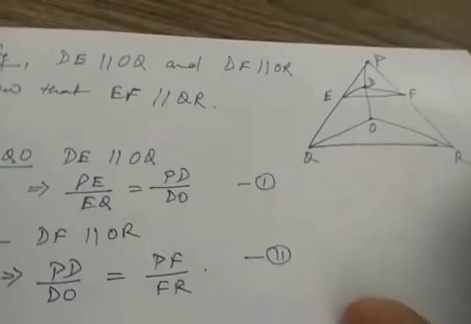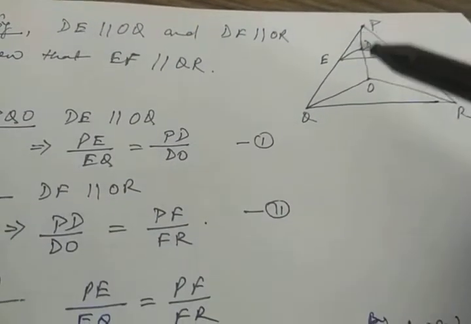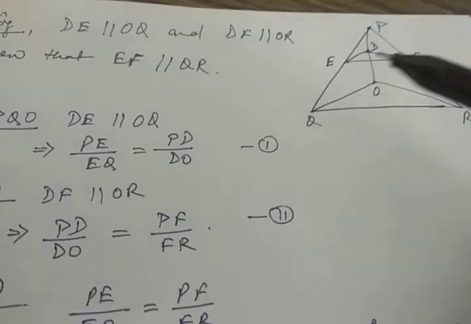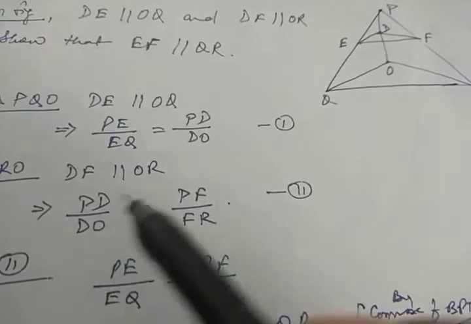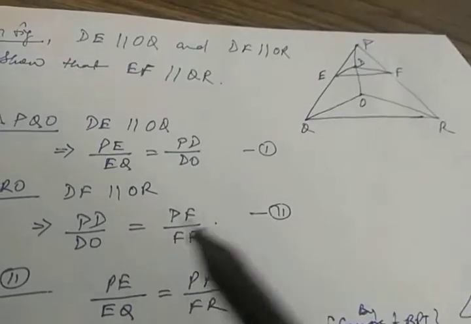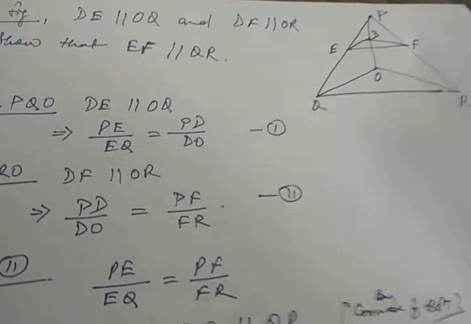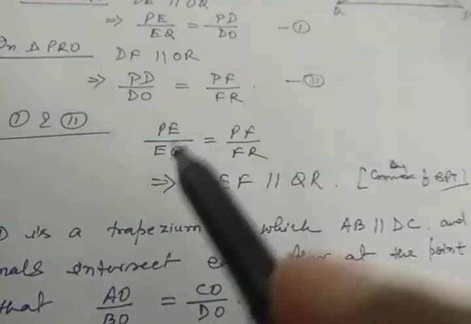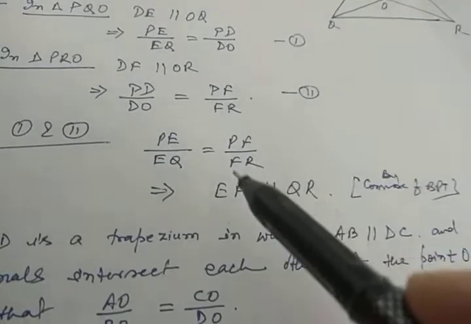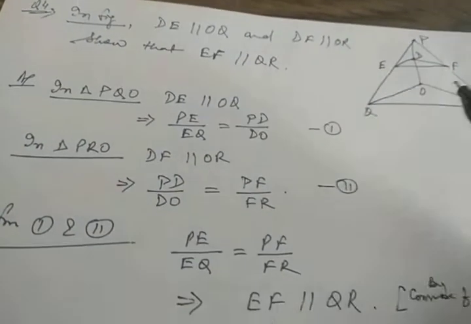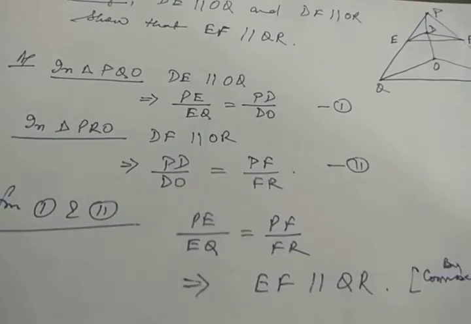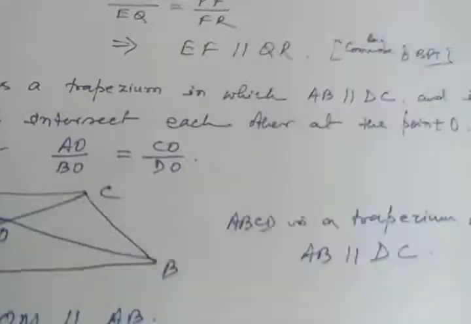In the same way, for the next triangle, just see, POR. DF is parallel to OR. So you can take the ratios: PD by DO is equal to PF by FR. From these two, we will have the result PE by EQ is equal to PF by FR. And so, using the converse of BPT, you can write EF parallel to QR. EF parallel to QR. Clear? Now let's see the next question.